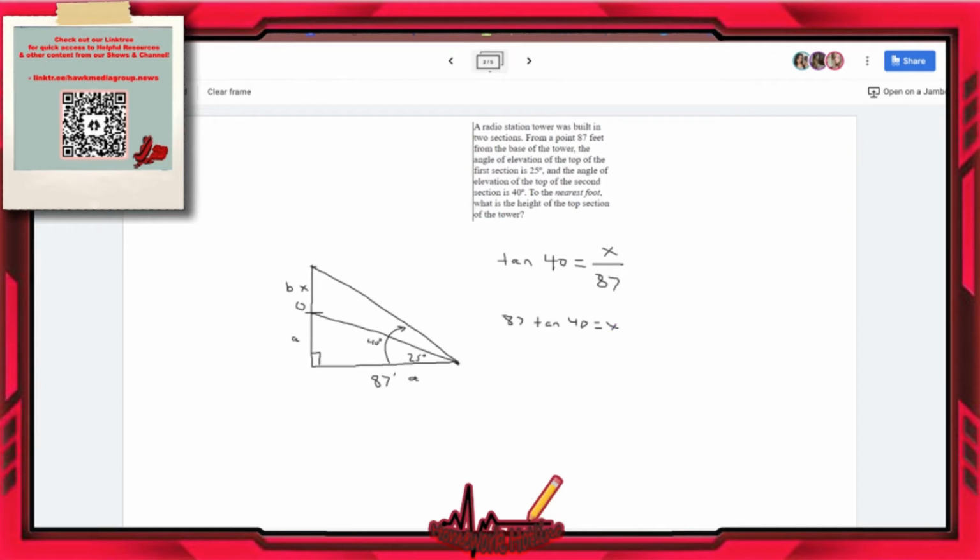And x equals 73 feet. So that's the height of the entire tower. So I'm sorry, I made a mistake labeling this. So that's x, we're going to call the entire height of the tower. The top section is B, the bottom section is A. So that's why x equals 73 feet, but that's not B, that's the entire height.